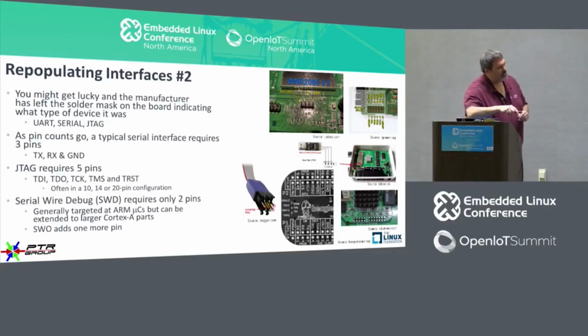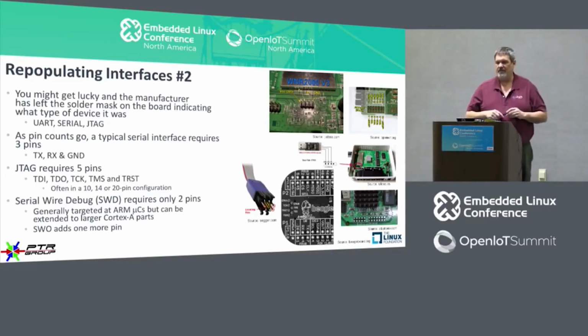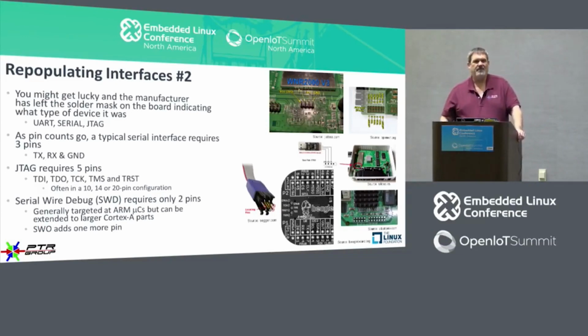Now, here we actually see two connectors side by side. One of them is a 14-pin connector and the other is a 10-pin connector. The 10-pin connector happens to be two serial ports. The 14-pin connector is a JTAG. You will also notice that all the holes are nice and neatly filled in the wave solder. So when we get ready to repopulate the connector, we're going to have to get through that and actually solder the thing back in place. So that can be a little tricky.